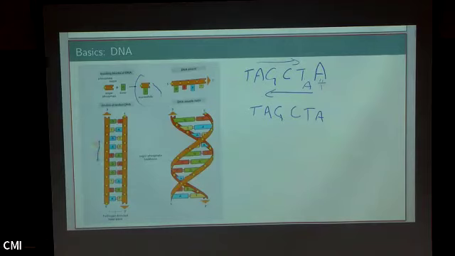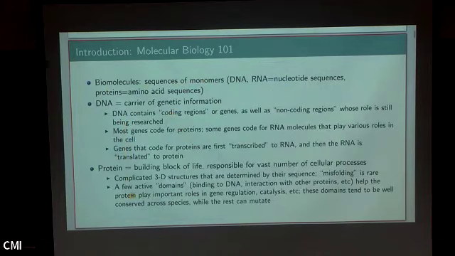It could occur here, and then you would read from 5' to 3'. It could occur here. It could also occur here. And so that's a nice feature of DNA that one has to keep in mind. So yeah, that's the essentials of molecular biology.